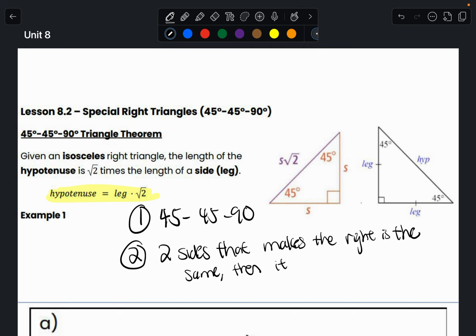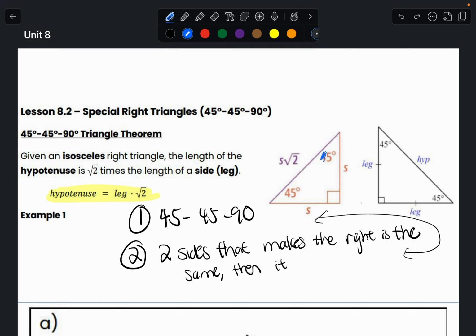Now, these two go hand in hand. Basically, if you know one of them is true, then you know the other one must be true as well. So let me show you an example with this little demonstration. If I know that you have the angles 45, 45, and 90, then I know these two legs that make the right angle must be the same, like the S and the S right here. The same thing goes the other way around as well.